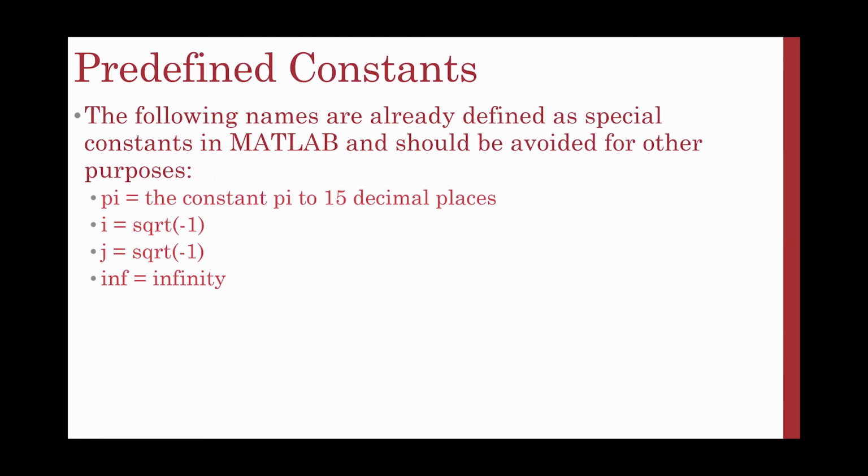For example, pi. If you type pi into MATLAB, you're going to get pi to 15 decimal places. i is the square root of -1. j is also the square root of -1, and inf is infinity. Defining variables that have these names will overwrite them. A big one is I overwrite i and j all the time when I do loops, which I should probably come up with better variables for so I don't accidentally need the square root of a negative number in my program.